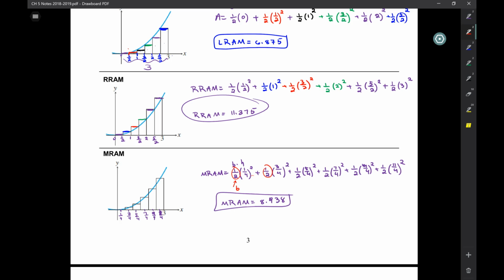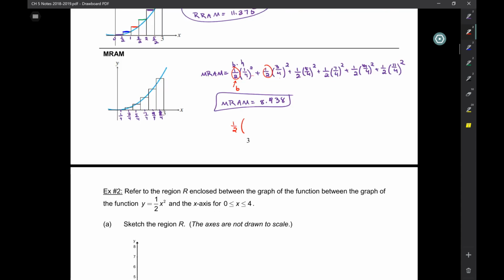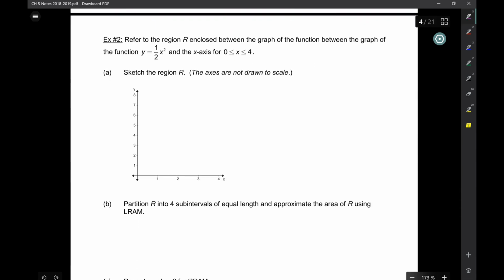That means eventually, we could do this more efficiently and just factor out 1/2, right? And so just do 1/2 times all of these other ones. Instead of repeating one half, one half, one half, I could just write one half once and then just add up the heights. Okay? All right. Let's take a look at this one.